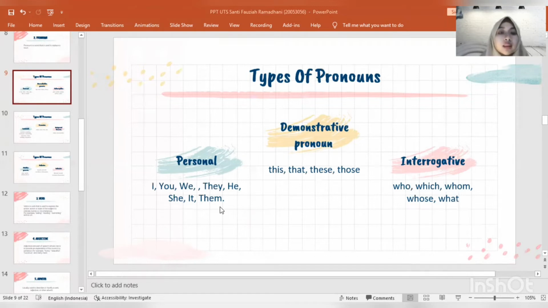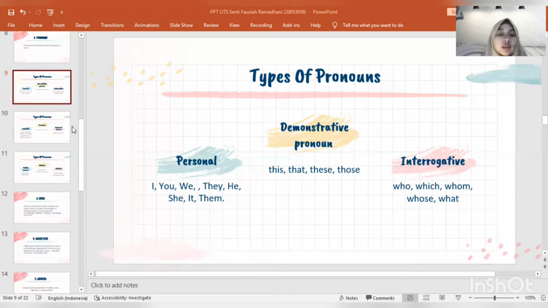The second is demonstrative pronoun, to replace the adjective according to the number and distance. For example, this, that, those. The third is interrogative. Interrogative pronoun is to ask a question. For example, who, which, whom, whose, what.